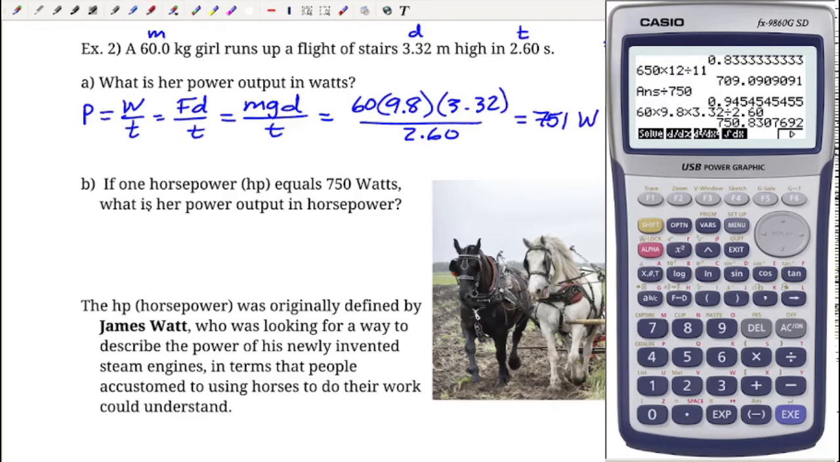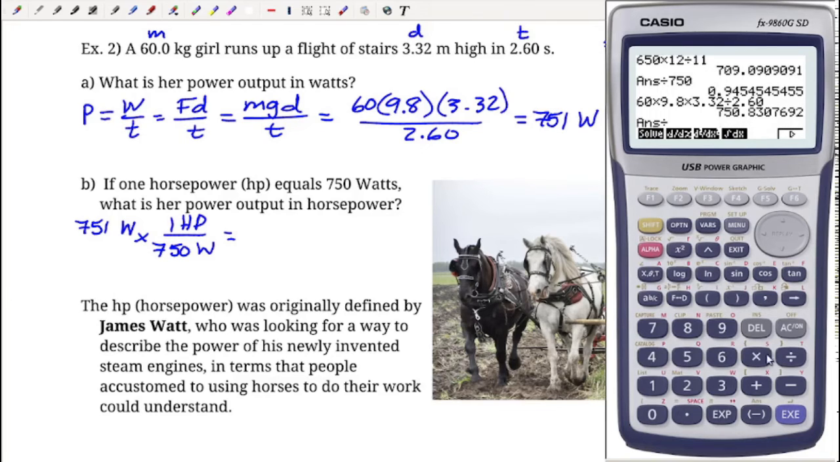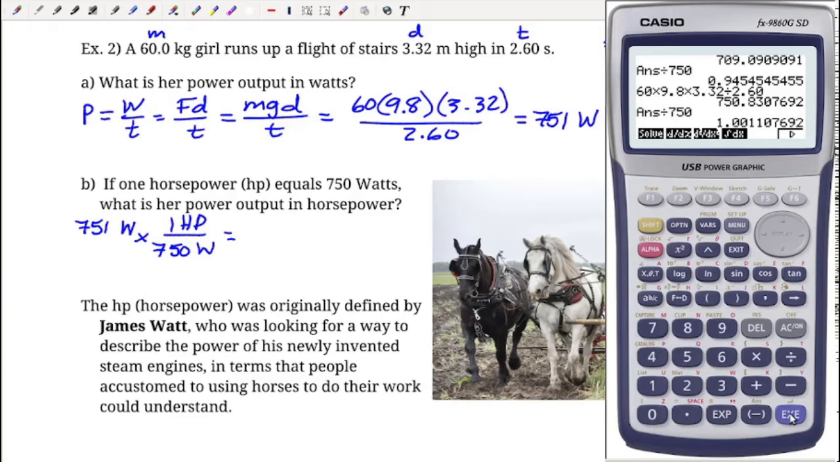Now part B asks me if 1 horsepower equals 750 watts, what's her power output in horsepower? So I would take my 751 watts times 1 horsepower over 750 watts. Again, same conversion factor that I used in the previous question. Take my answer in my calculator and divide by 750. As you can see, it's almost exactly 1 horsepower. So I could put 1.00 horsepower. This time it's a little bit more than 1 horsepower, but 1 is close enough.